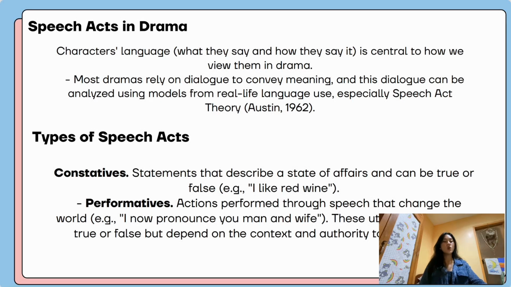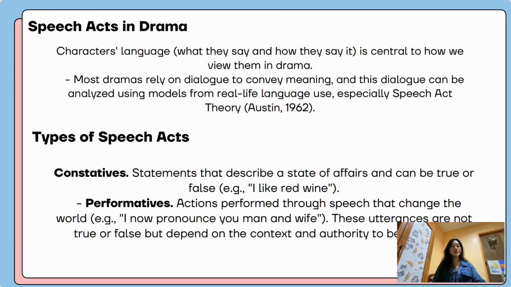So in a play, what characters say and how they say it is key to understanding them and the story. Speech act theory also helps us break down their dialogue and see what their words really mean and how they push the plot forward.